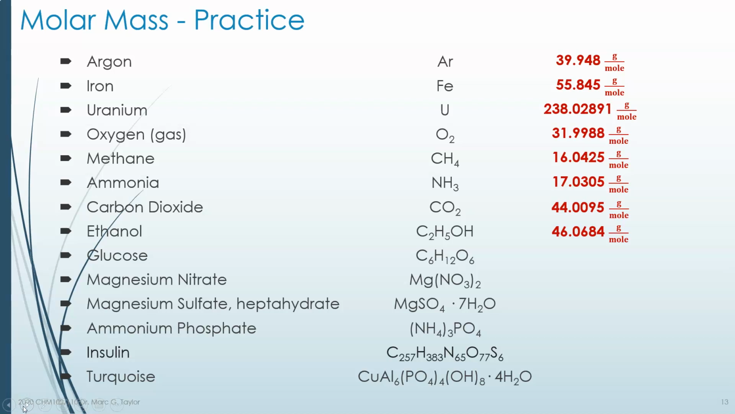So make sure you have 6 hydrogens and 1 oxygen. If you don't see a number, remember that means there's only 1 of that atom. If you look down here, magnesium nitrate, remember the 2 is multiplied by everything in the parentheses. If you look at magnesium sulfate heptahydrate, that means for every MgSO4, there are 7 whole water molecules.